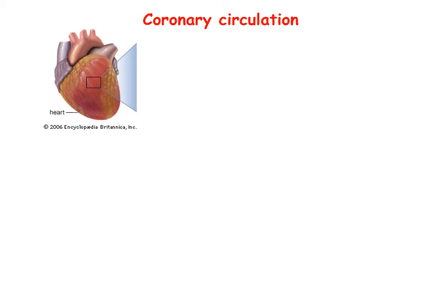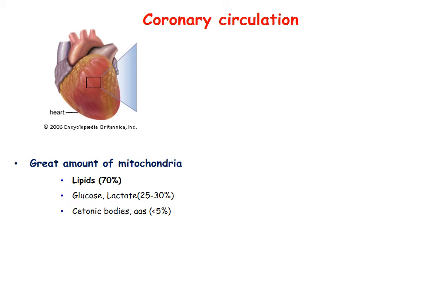The coronary circulation is also part of the special circulations. Remember that the heart is formed by cardiac myocytes. These myocytes require a great amount of energy in order to produce a heartbeat. Consequently, these cells have a great amount of mitochondria. These mitochondria provide energy to the myocyte due to the metabolism of lipids, glucose, lactate, ketone bodies, or amino acids. As you can see, the most important nutrient in the heart muscle are the lipids.